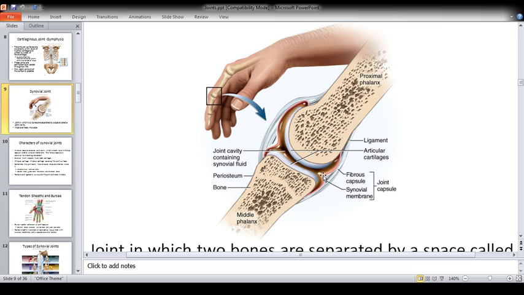Then comes a membrane, that is the synovial membrane. This reddish colored structure is the synovial membrane. Inside the membrane there is a fluid that is known as synovial fluid. This synovial fluid does all the work. It provides the cushioning, it provides the lubrication.